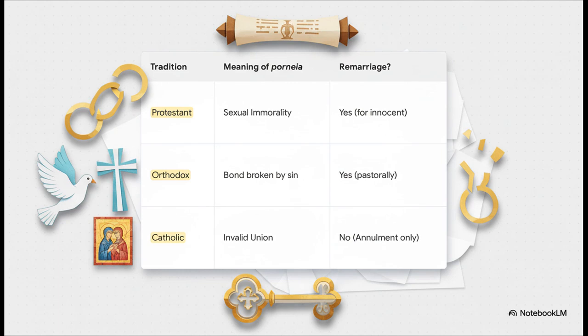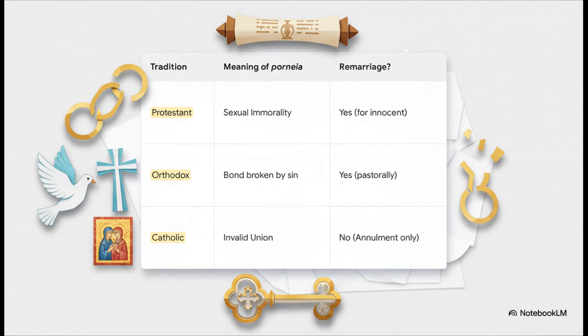First, you have the common Protestant interpretation. It sees porneia as covering sexual immorality in general, including adultery. So in that view, the innocent spouse can remarry. Then you have the Orthodox Church. They agree marriage is for life, but they have this pastoral approach that allows for something called an ecclesiastical divorce in some cases. And finally, you have the Catholic view, which argues porneia doesn't mean adultery at all. It means an invalid union from the get-go, something like incest.